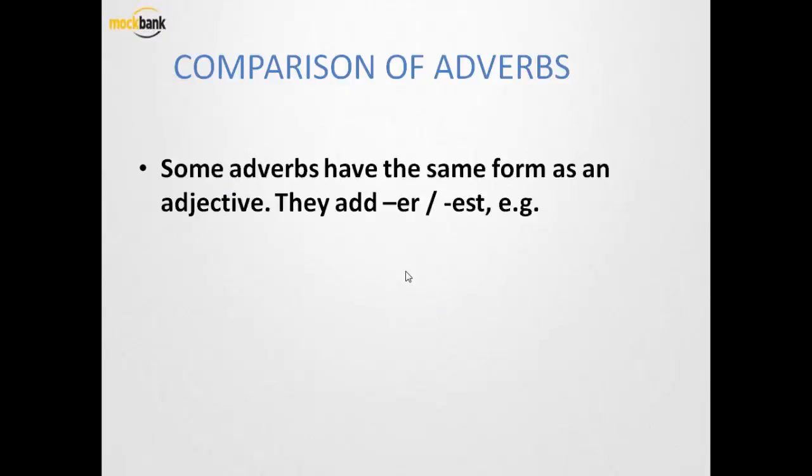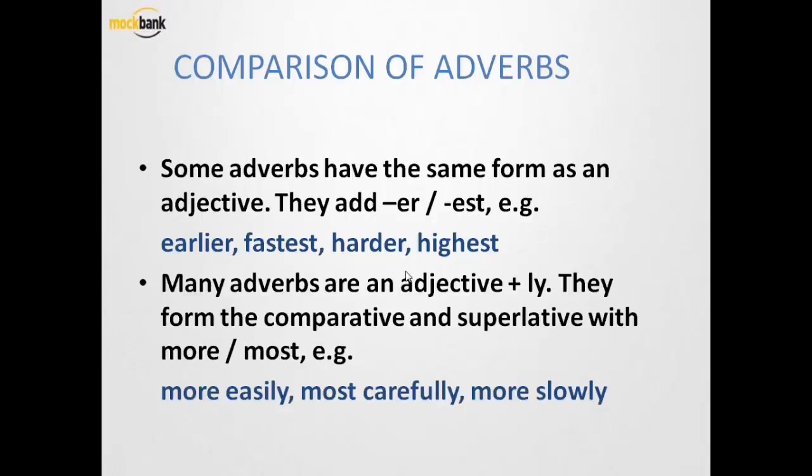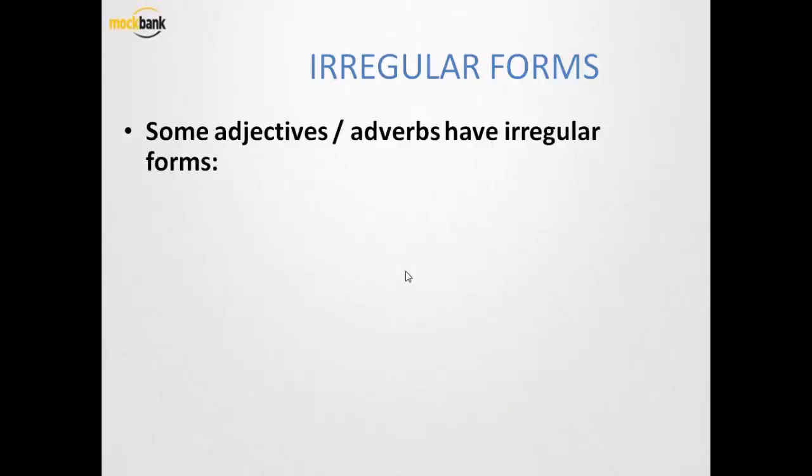Some adverbs have the same form as adjectives, they add er or est. Examples are earlier, fastest, harder, highest. Important point, many adverbs are an adjective plus ly. They form the comparative and superlative with more and most. Examples: more easily, most carefully, more slowly.